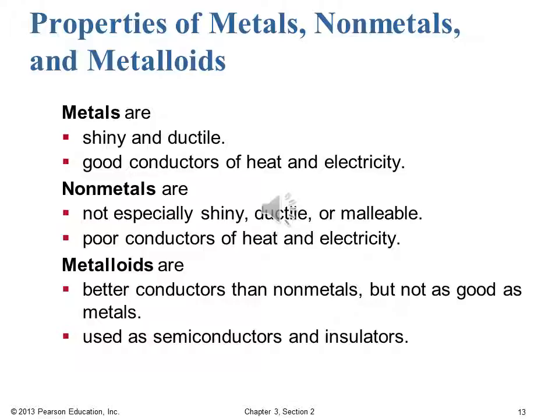It doesn't occur as elemental silicon. It occurs mostly in sand, silicon dioxide, or quartz, but it is abundant, the second most abundant element on Earth, and so being able to use that in semiconducting and insulating, it's a lot less expensive than if we use germanium, which was again initially explored for that application. So there we have the properties of those 3 main types of elements.